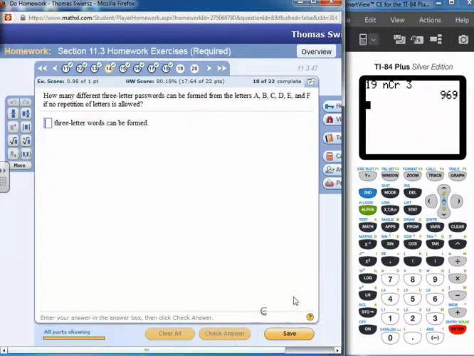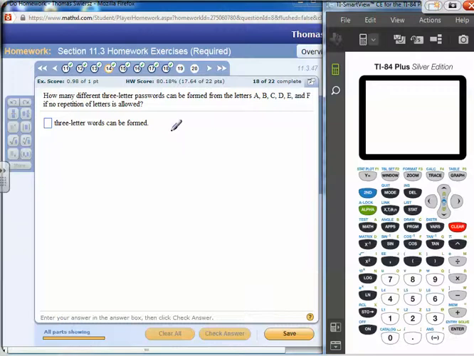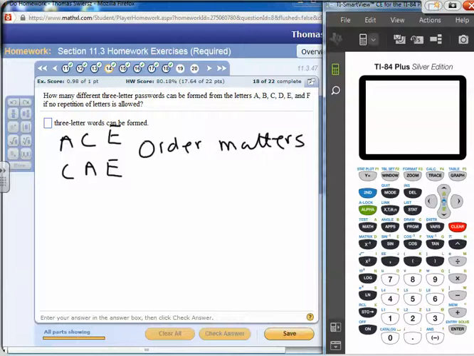All right, number 14. How many different 3-letter passwords are possible from A, B, C, D, E, F? Now, one password could be A, C, E. If you use these 3 letters and put C, A, E, that is a different password. Order matters in passwords, because if you switch around the order while keeping the same letters, it's a different password. So we know we're going to solve this with a permutation, because order matters.